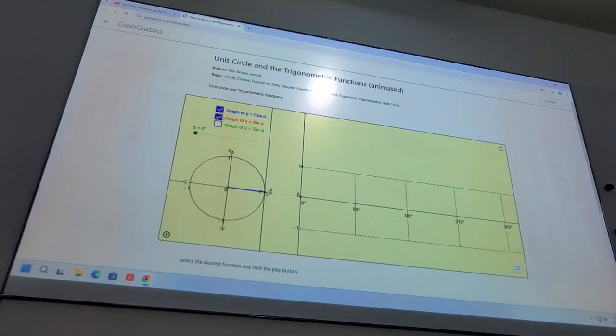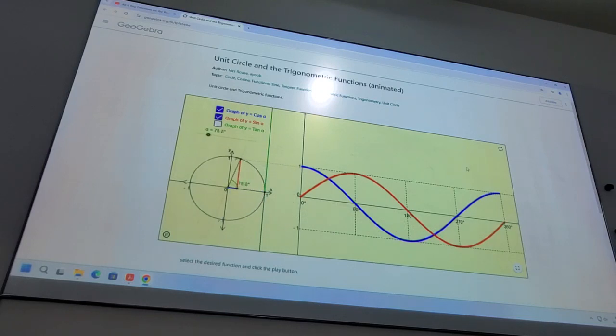Let's do this. Here's sine and cosine. As I go around the unit circle, there's the y piece getting bigger and smaller. There's the x piece getting bigger and smaller, going negative. Not too amazing, but it's kind of nice to see it drawn out.